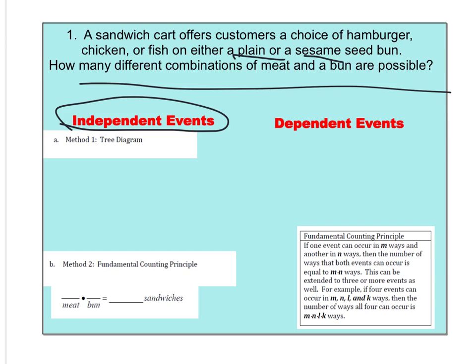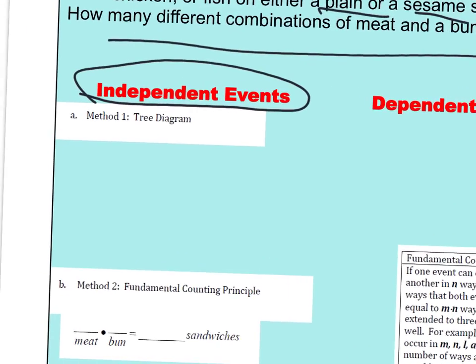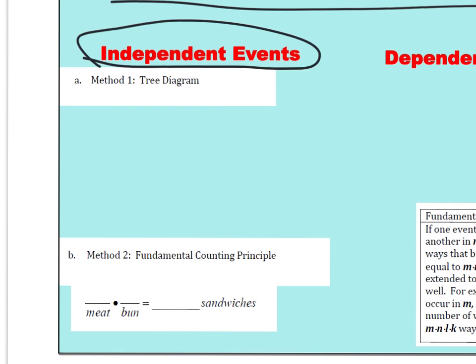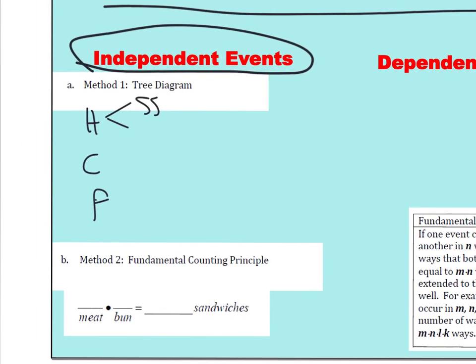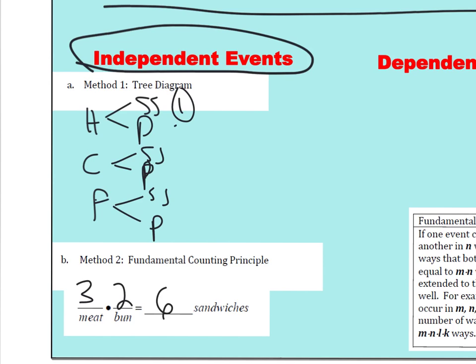So my choices are to do it by tree diagram or by the fundamental counting principle. The tree diagram takes a longer time because you've got hamburger, chicken, fish, then sesame seed or plain for each one. So all that is 3 times 2, which is 6 different combinations of sandwiches. And that's what I got here: 1, 2, 3, 4, 5, 6.